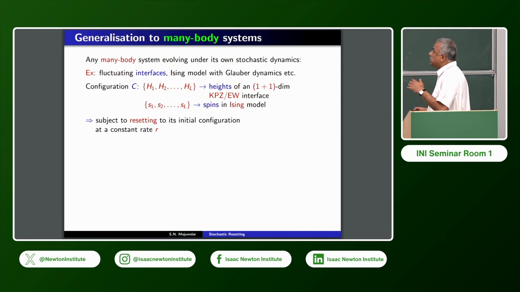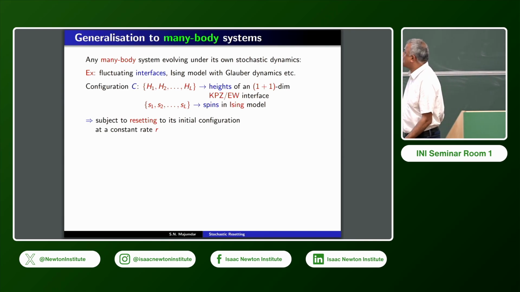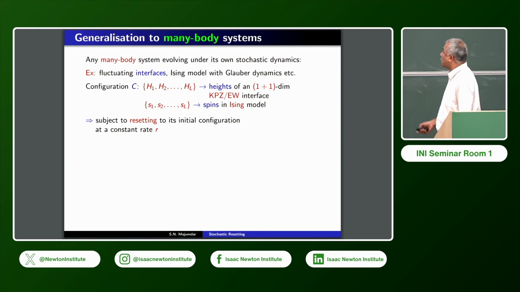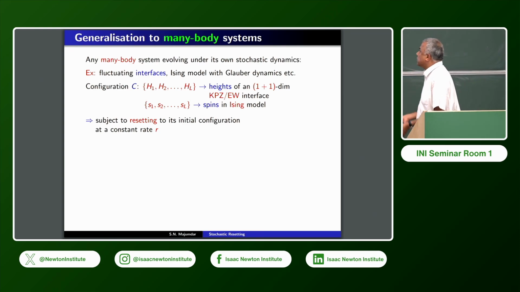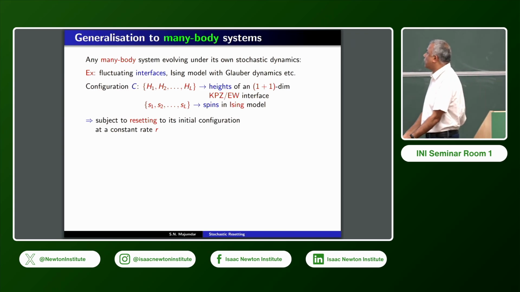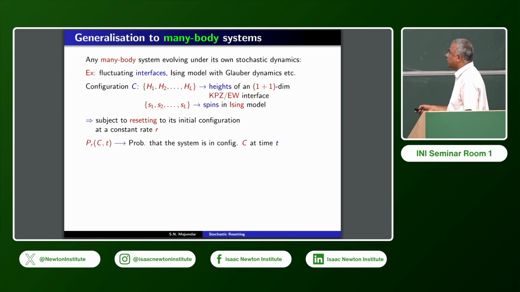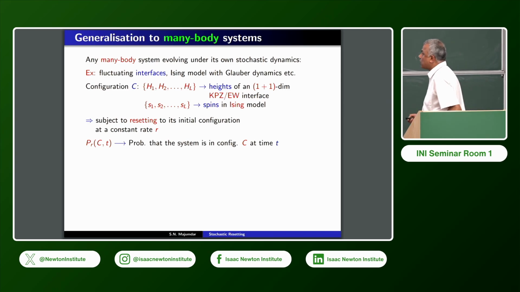And then what you do is natural dynamics, and then you just do the resetting. That means at some random time, the whole configuration goes back to the initial configuration at constant rate r, let's say Poissonian resetting. And you keep doing this. You evolve, go back, evolve, go back, etc. And again, you can ask the same question: what happens in the long time limit?